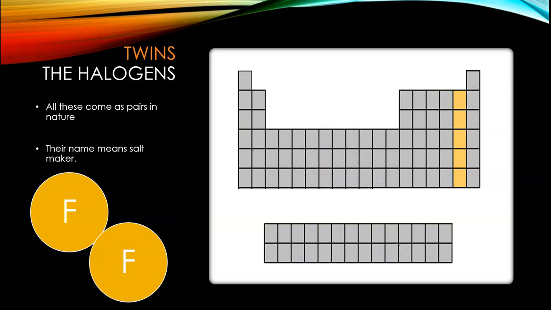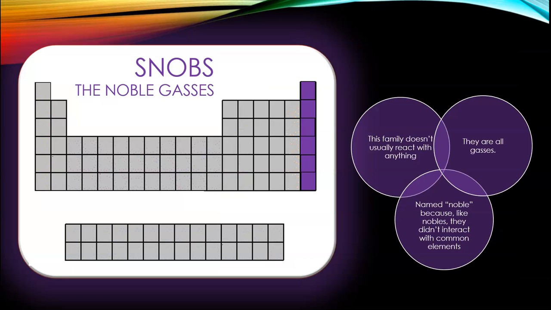The next column's official name is halogen family, which means salt maker, but you'll notice that it's the same color as our first column. A twin, perhaps? That's to help you remember that this column of elements all occur in nature in pairs. They're also explosive like the first column, so the color will remind us of the pairs and the explosiveness.